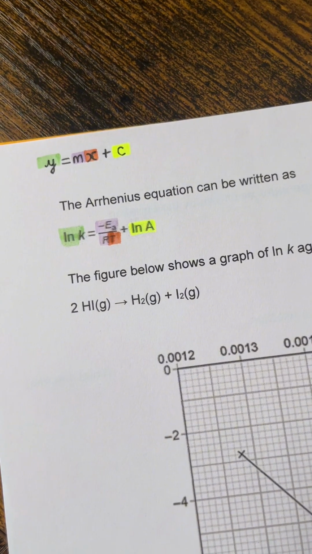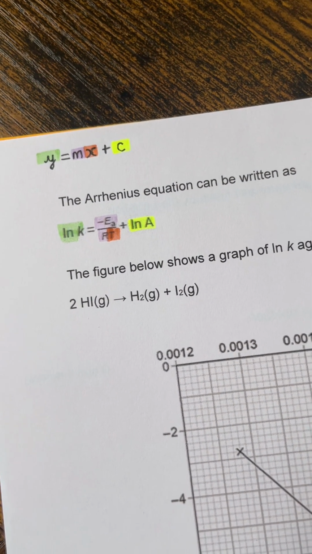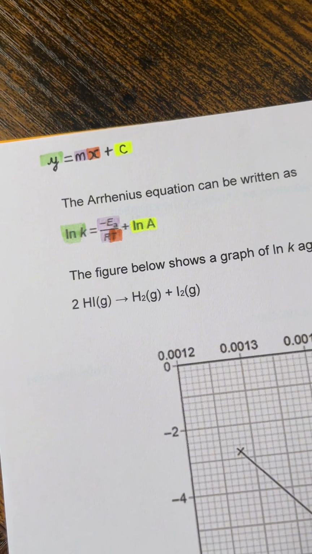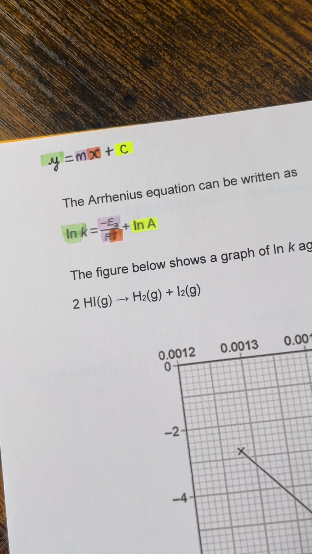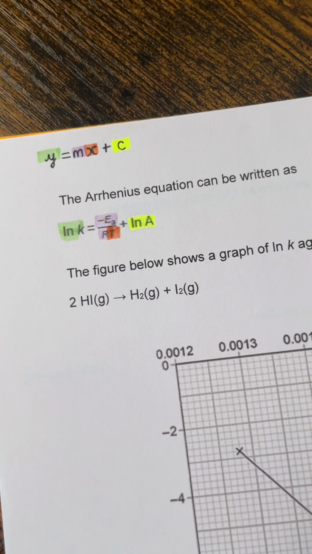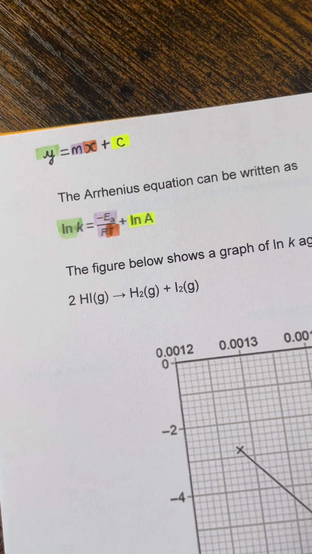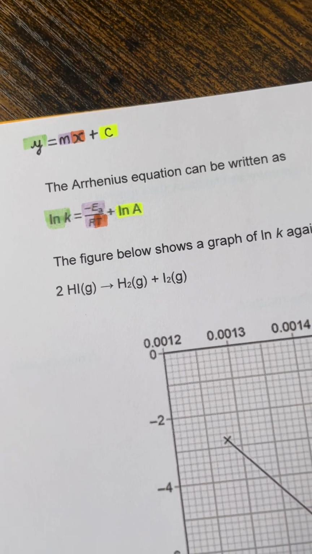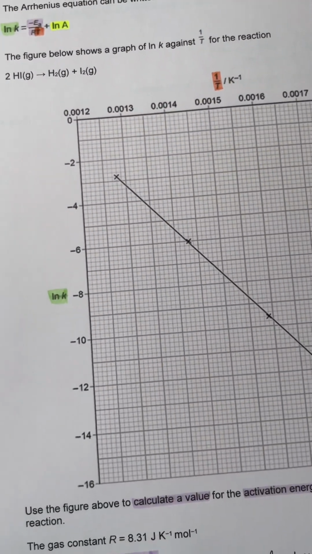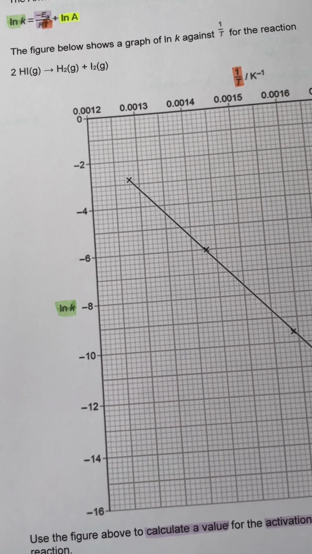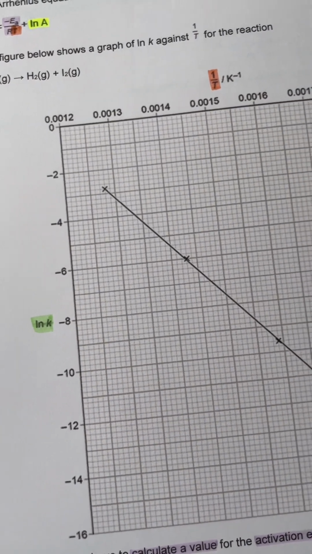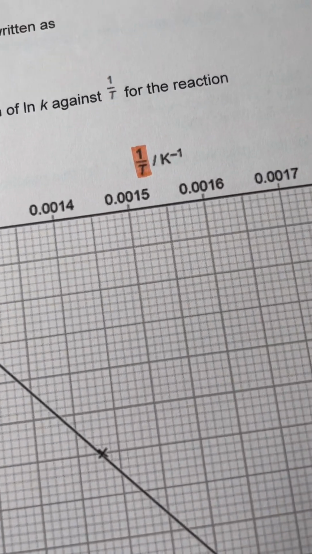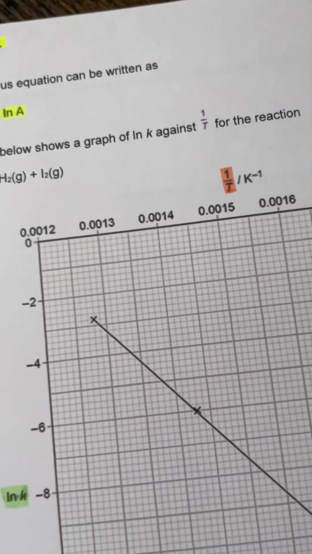By writing out that equation for a straight line, I've then colour coordinated what we would be plotting on the y-axis, what we end up plotting on the x-axis, and what that means the y-axis intercept and the gradient would be. Now in this particular question, they have shown you on the graph that ln k goes on the y-axis and 1 over the temperature goes on the x-axis.